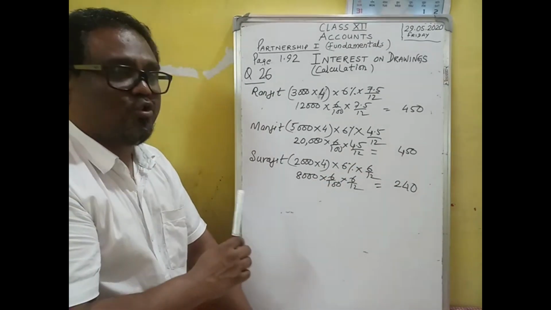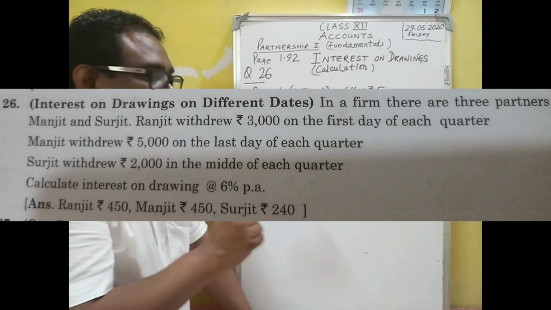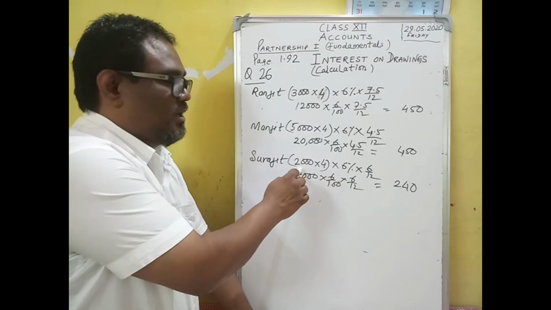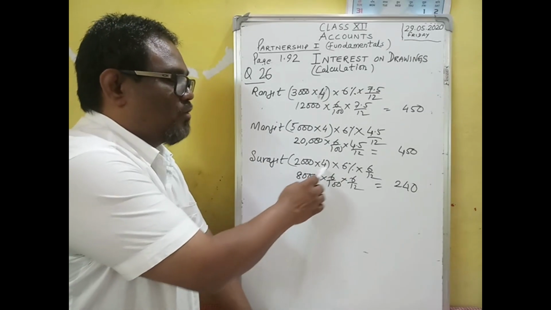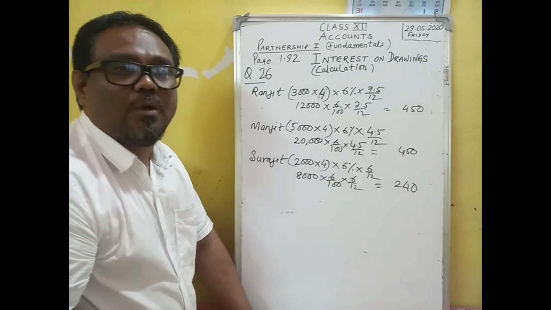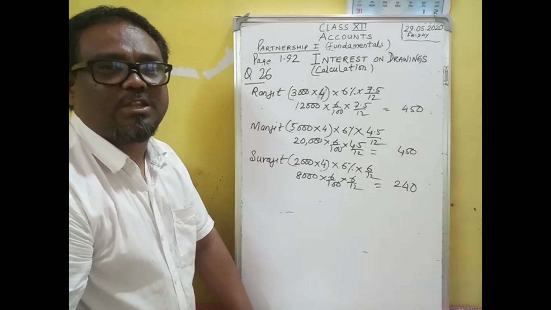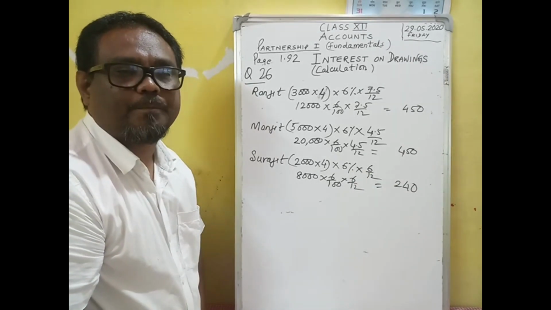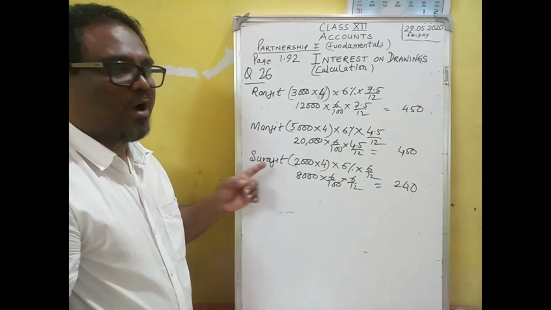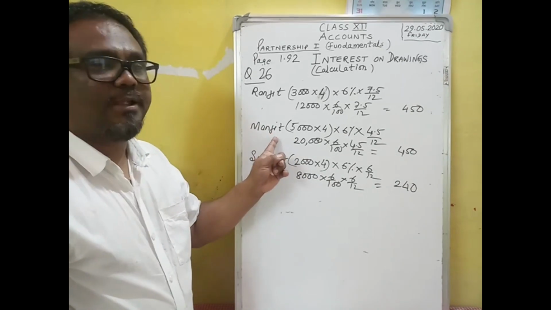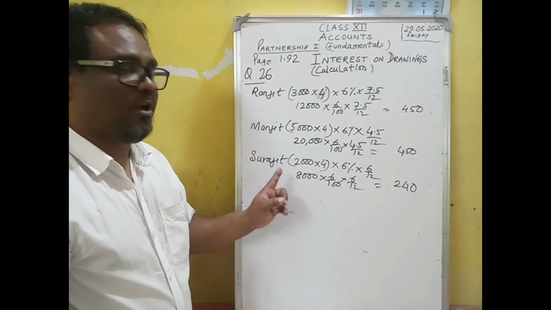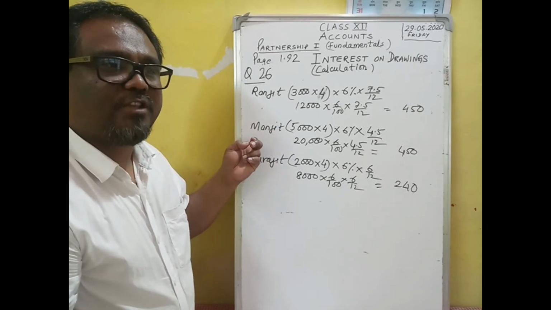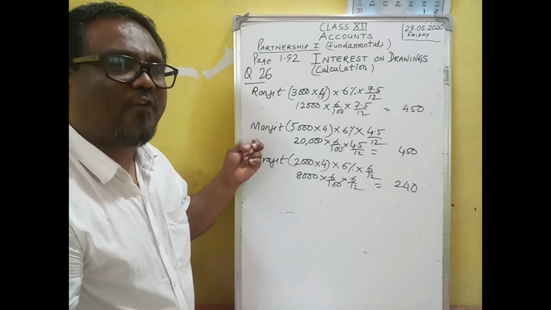Again, Surajit withdrew 2,000 in the middle of each quarter. There are 4 quarters in a year, 4 into 2,000 is 8,000 at 6%, and the middle of each quarter means we have to assume it for 6 months. So 6 months gives 240 for Surajit. Here at the end of each quarter, we assume 4.5 months.